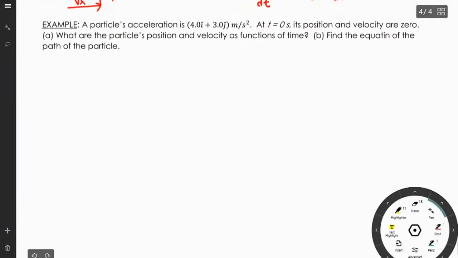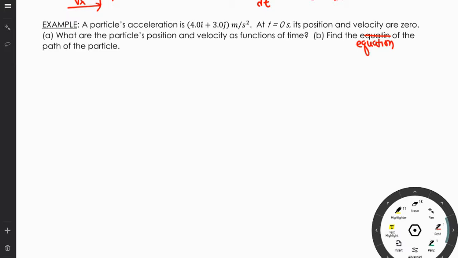So let's see what happens now when you're starting at the bottom. When you have acceleration, and now you're asked to find position and velocity. I misspelled the word equation here. Okay, so we have a particle's acceleration given by 4.0 i hat plus 3.0 j hat meters per second squared. At t equals 0 seconds, its position and velocity are both 0. A: what are the particle's position and velocity as functions of time? And B: find the equation of the path of the particle.